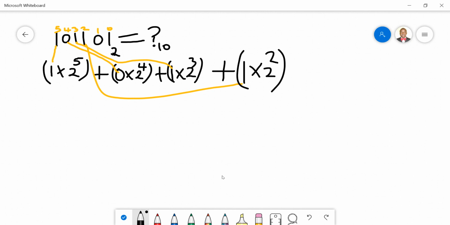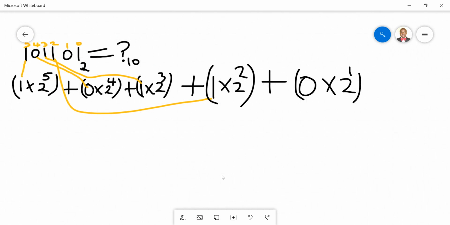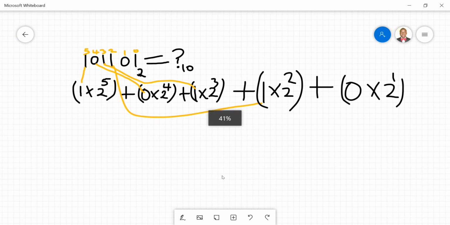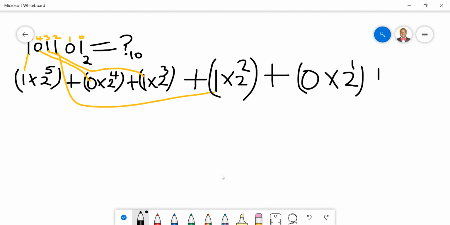Okay, I hope it's clear now. Then we say plus, we have another 0 multiplied by 2 to the power 1. Then lastly, we have 1 multiplied by 2 to the power 0.